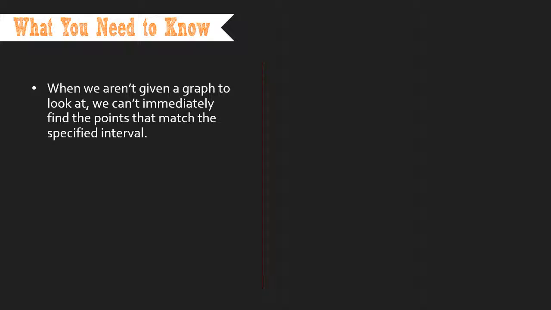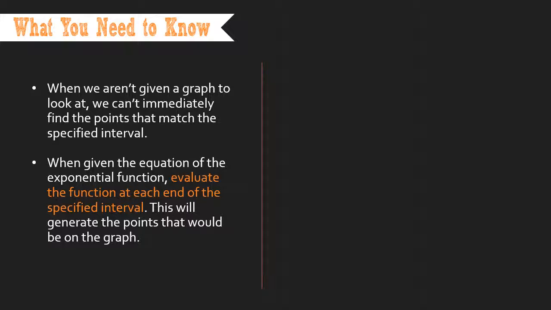When we aren't given a graph to look at, we can't immediately find the points that match the specified interval. So when we're given the equation of the exponential function, we can evaluate the function at each end of the specified interval, and that's going to generate the points that would have been on the graph.